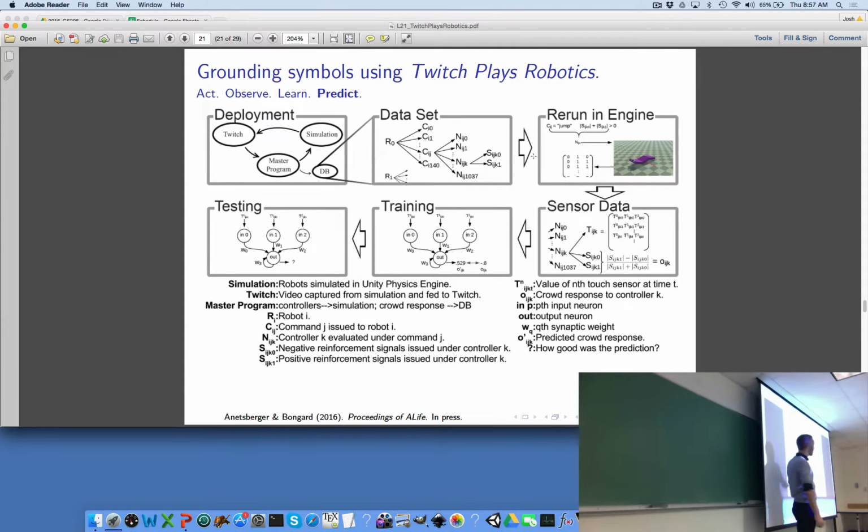Turns out that the neural networks that Joey trained actually did do a pretty good job in predicting the outcomes here. Given all I've told you about this project so far, what do you think it was in this matrix that allowed the neural network to predict the crowd's response pretty well? It wasn't perfect, as you can imagine. This is a crowd of people, but it did pretty well.